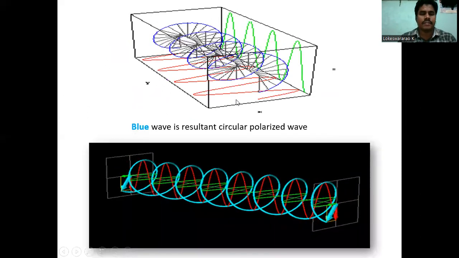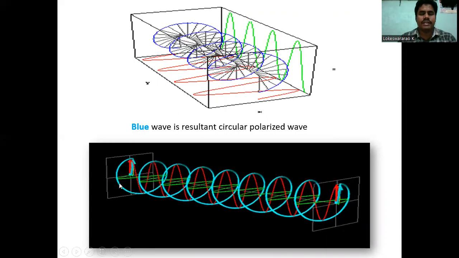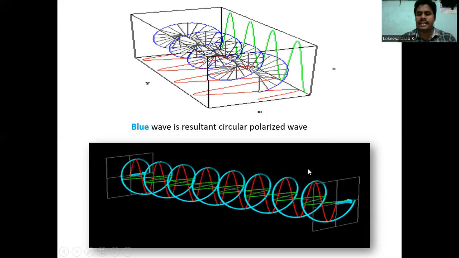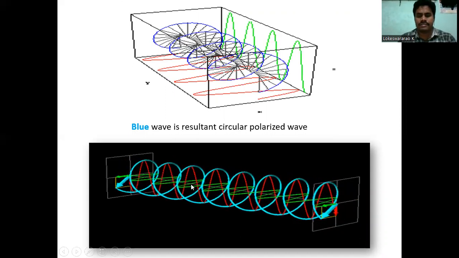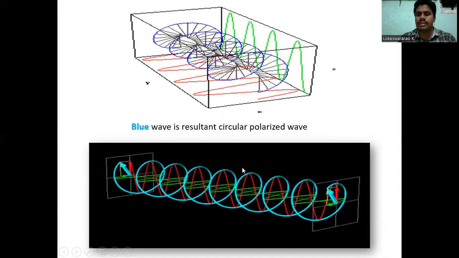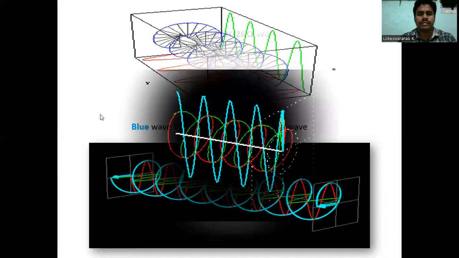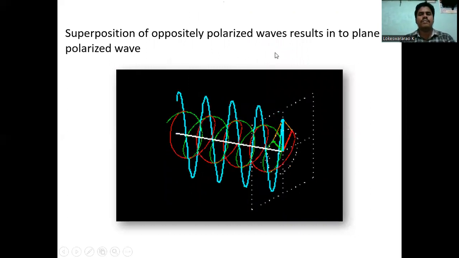This is also a representation of circular polarized light. Here the blue color wave indicates the resultant vector of the green and red color waves. We can easily observe this. This is also a superposition of oppositely plane polarized waves.